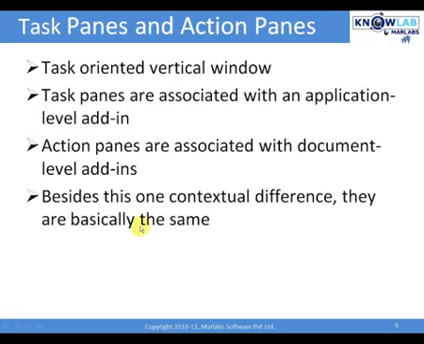The custom task pane forms and action pane forms are task-oriented vertical windows that typically display next to a document. Basically, the task panes are associated with an application level add-in, while action panes are associated with document level add-ins. Besides this one contextual difference, they are basically the same. These panes allow you to build context-sensitive user interfaces for your task with the help of Windows Forms controls.